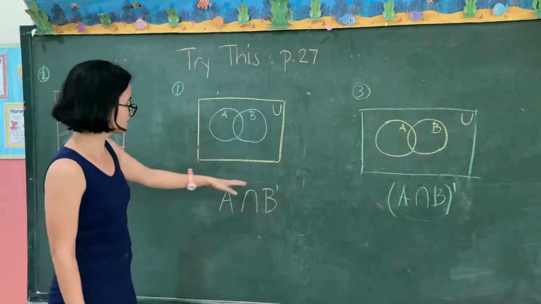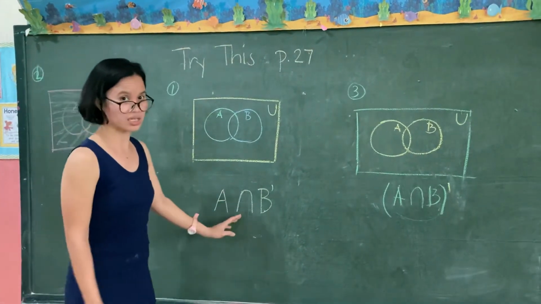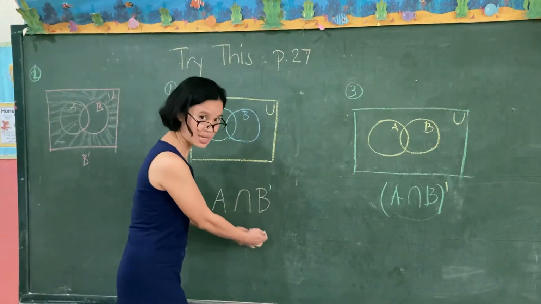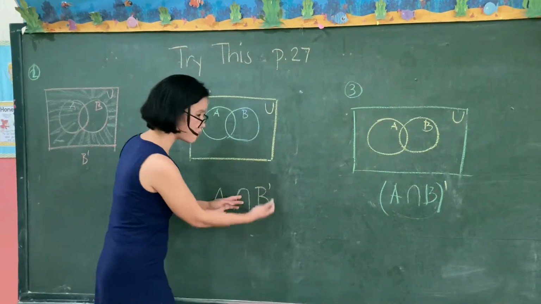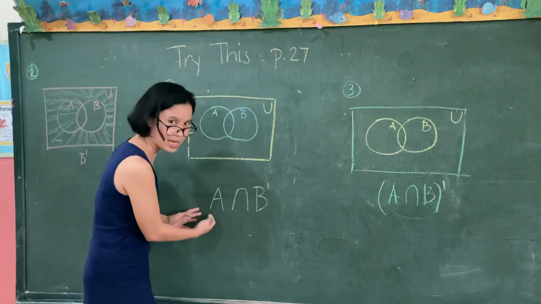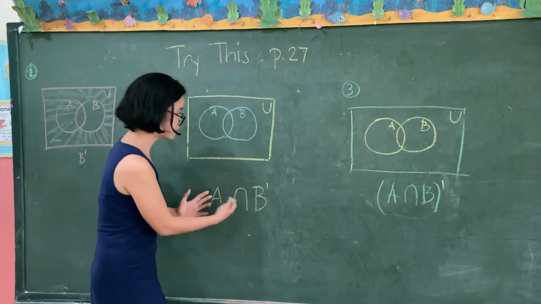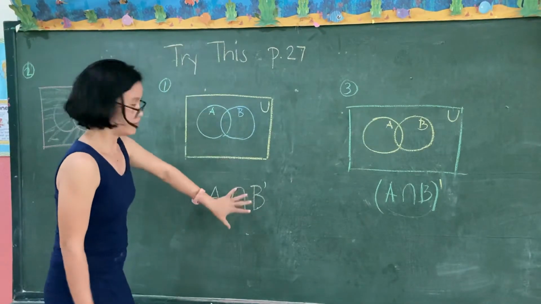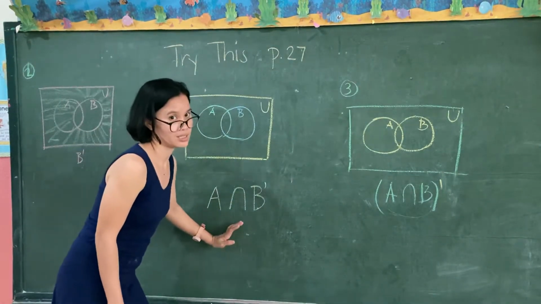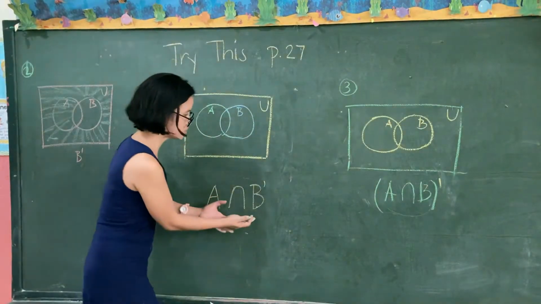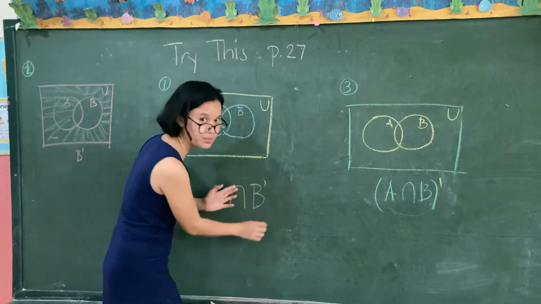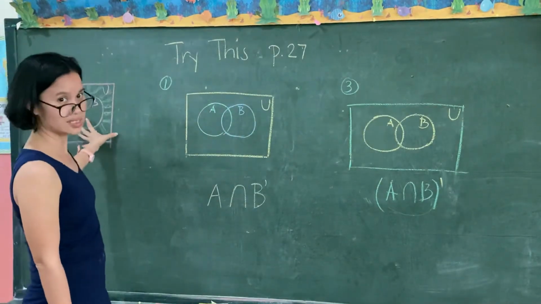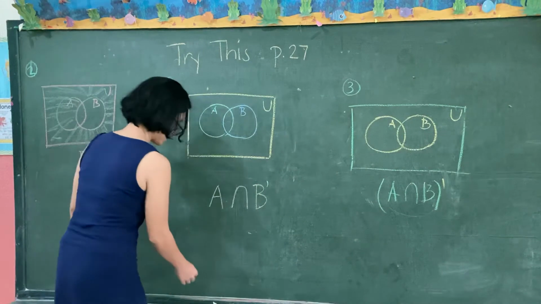In number 1, it says here, the intersection of set A and the complement of set B. So the intersection of the complement of set B and A, or the intersection of A and B prime. So we don't do the intersection first because the operation tells us that we should do the B prime first, or the complement of B. And if you notice, this is how it looks like, correct? So let's do it again.